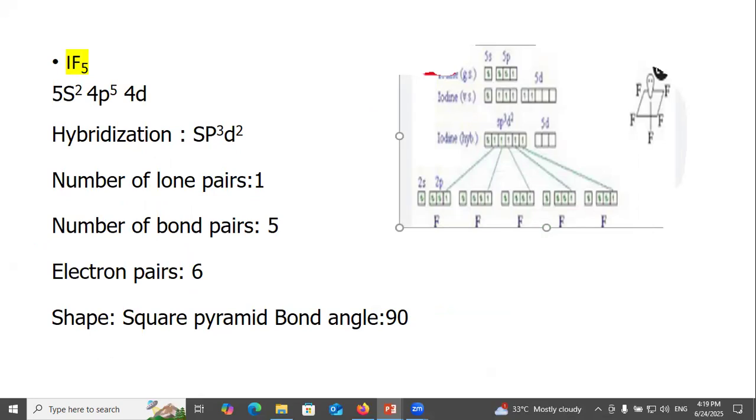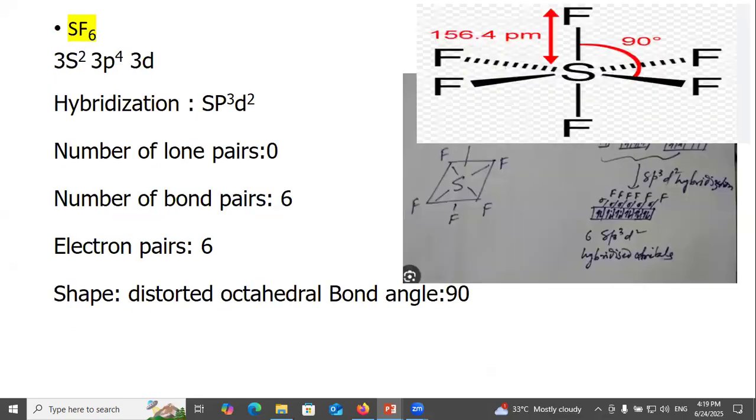Iodine pentafluoride: hybridization sp3d2, number of lone pairs 1, number of bond pairs 5, electron pairs 6, square pyramid, bond angle 90. Sulfur hexafluoride: hybridization sp3d2, number of lone pairs 0, number of bond pairs 6, electron pairs 6, shape octahedral, bond angle 90.